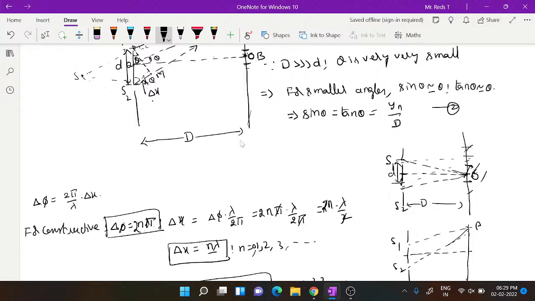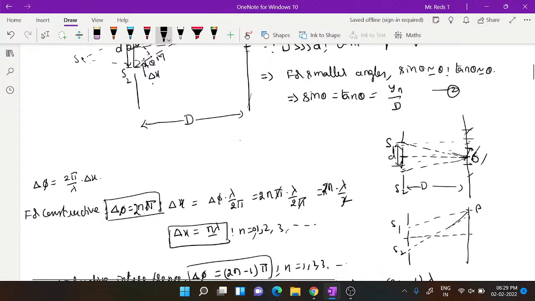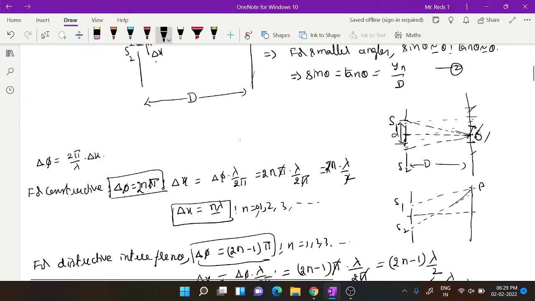1.5 wave means one wavelength, lambda, plus the next half wave, lambda by 2, so it becomes 3 lambda by 2. So 1.5 wave means 3 lambda by 2. 2.5 wave means 5 lambda by 2. Like this, for odd multiples of lambda by 2, you'll get destructive interference. That you can understand mathematically here.